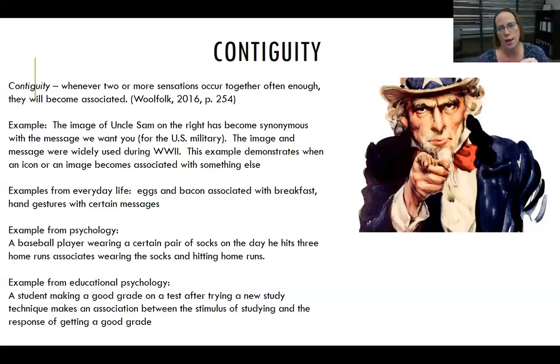So he wears these certain socks the first time, and so he's like, oh, that was lucky, so I'm going to do it again, and he continues to do that. An example from educational psychology, a student makes a good grade on a test after trying a new study method, and then does it again over and over in time, and eventually they make an association between the stimulus of studying and the response of getting a good grade. So that's contiguity. Like I said, pretty simple. It's just if two things occur together often enough, they will become associated.